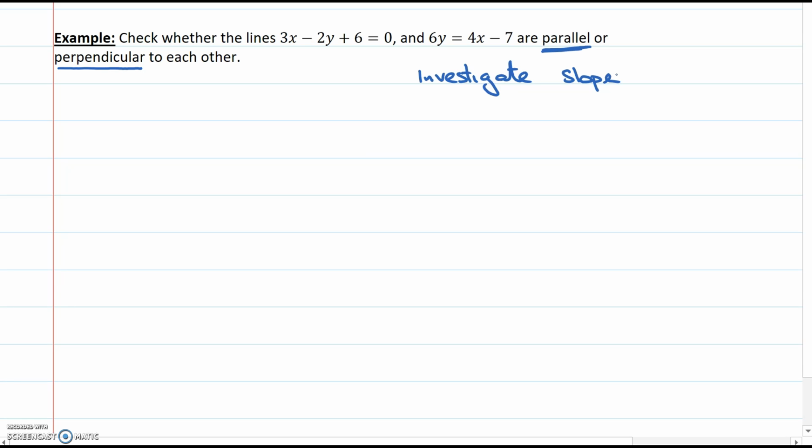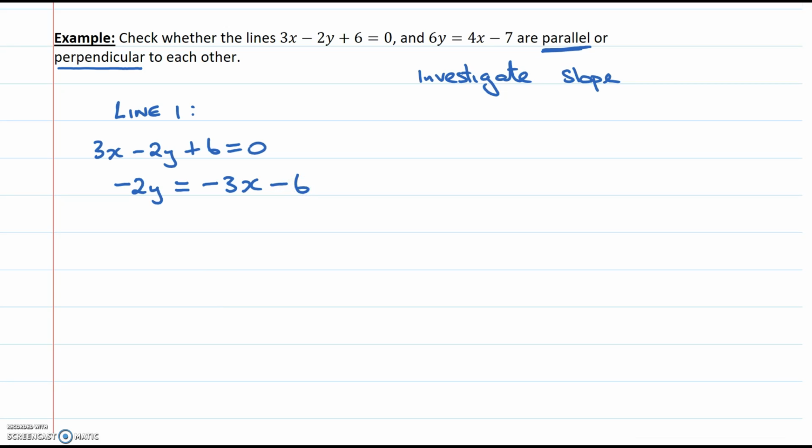Okay, so to get the slope of a line from the equation, we're going to try and get y on its own. Let's do line 1 here, which is 3x minus 2y plus 6 equals 0. To get the slope, we want to get y on its own. So move the 3x across and the 6 across, because you want y on its own, so everything else has to go to the other side of the equal sign. The 3x becomes minus 3x, and the 6 becomes minus 6. Then we divide by minus 2.